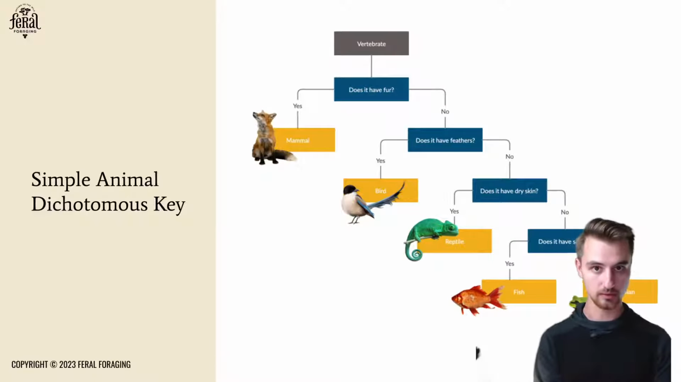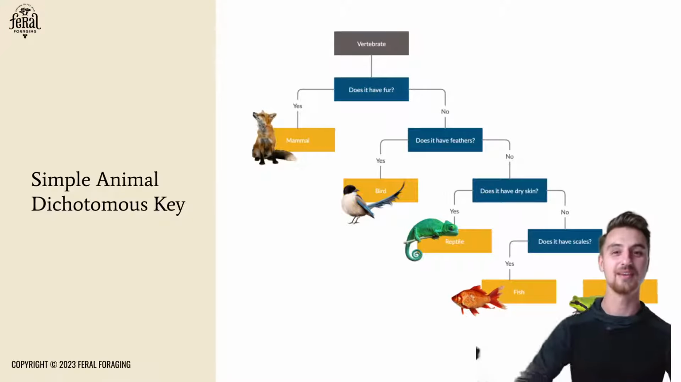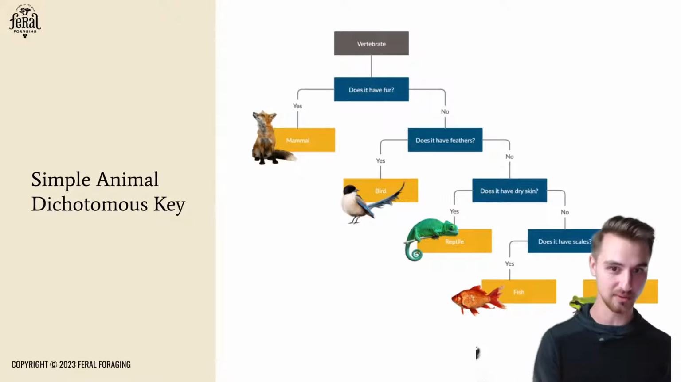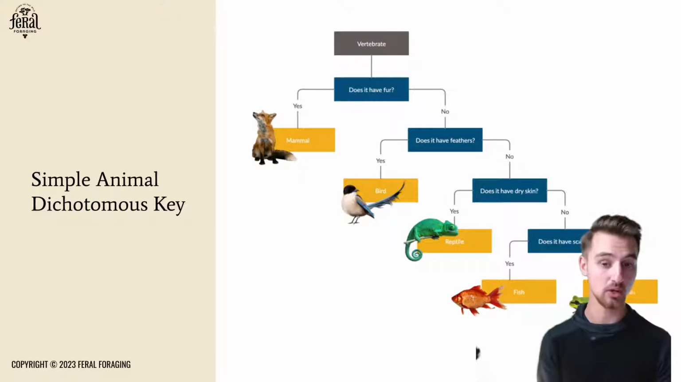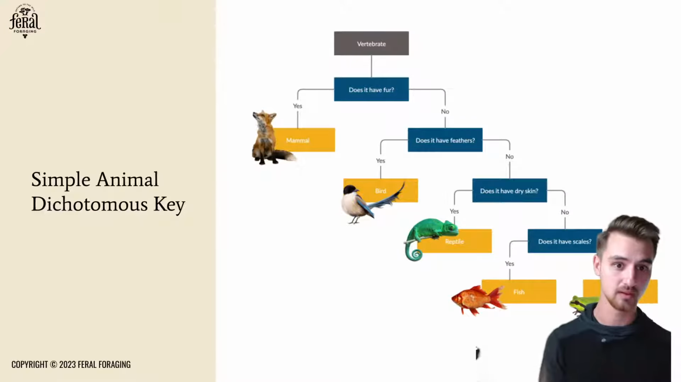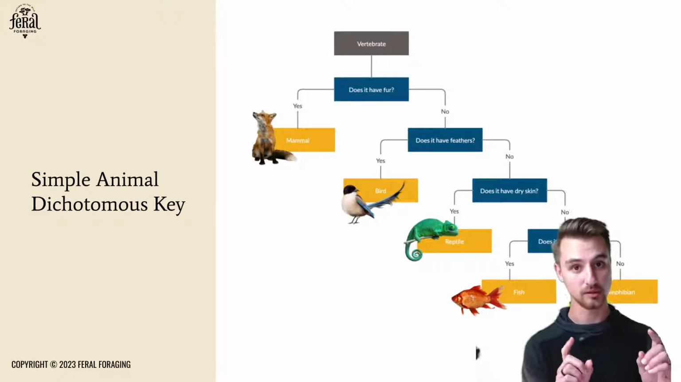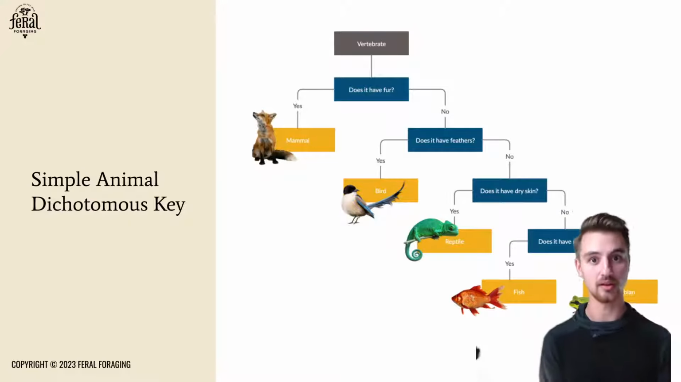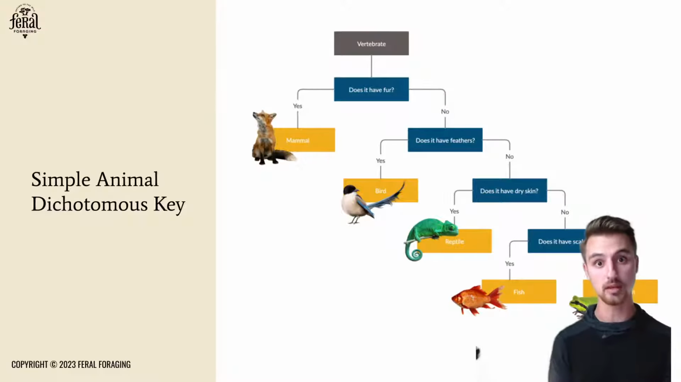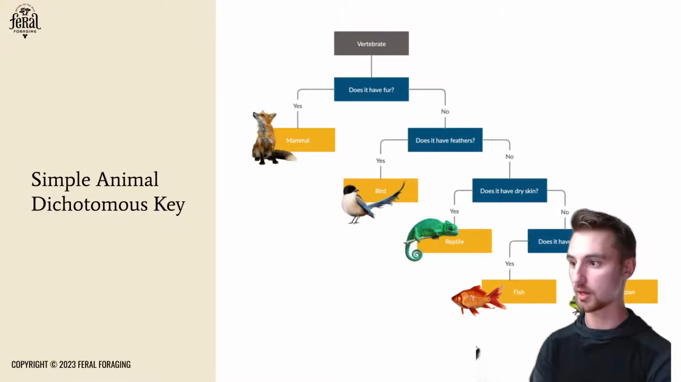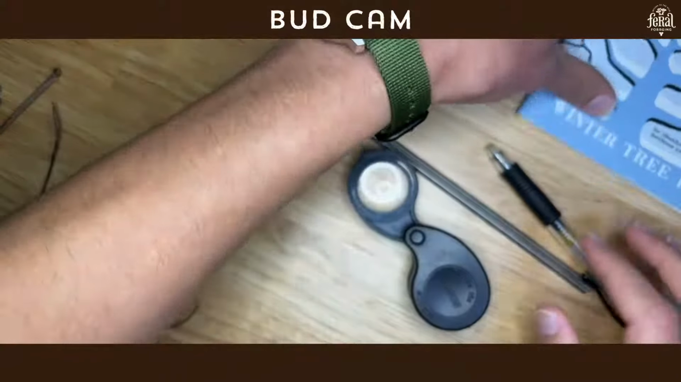The same thing works for trees, for herbaceous plants, for mushrooms, right? Except the questions are going to be different. So it's not going to be, does it have fur? It would be something like, what is the arrangement? Instead of, does it have feathers? It'd be something like, how many bud scales does it have? So what I'm going to be teaching you next is the set of details that we're going to be encountering most often when we find a key for winter characteristics, a key for buds. Now let's actually switch to the bud cam, and I can show you a couple of those.